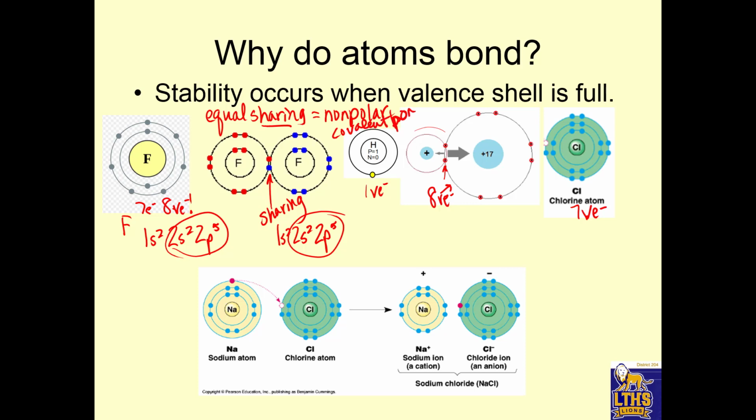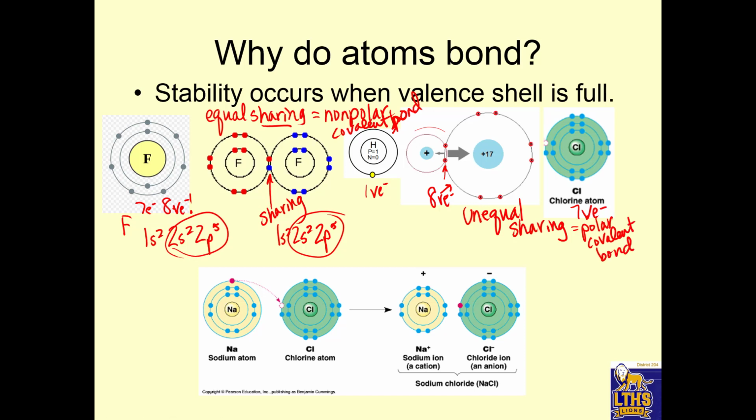Oh, that should be bond, not bond. Really? Okay. This is unequal sharing because one atom is pulling more on the shared pair of electrons, and unequal sharing is called polar covalent bond. So remember, we'll define it a little more later.